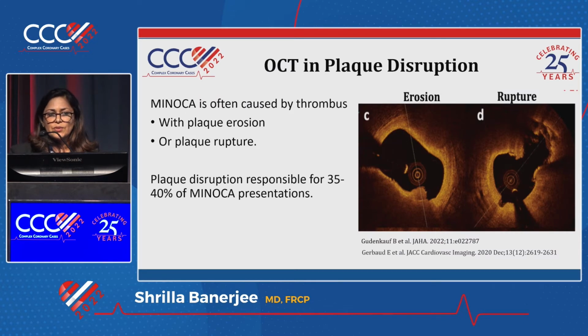So let's have a look at some OCT images. MINOCA is often caused by thrombus, either with plaque erosion or plaque rupture. In image C you can see, at between 6 and 9 o'clock, the fibrous cap has thinned, and there's an area of thrombus adherent to the fibrous cap there. And in image D you can see plaque rupture, which is obviously a perfect portal to capture further clot and cause a STEMI-type presentation. And plaque disruption is responsible for 35 to 40% of MINOCA presentations.